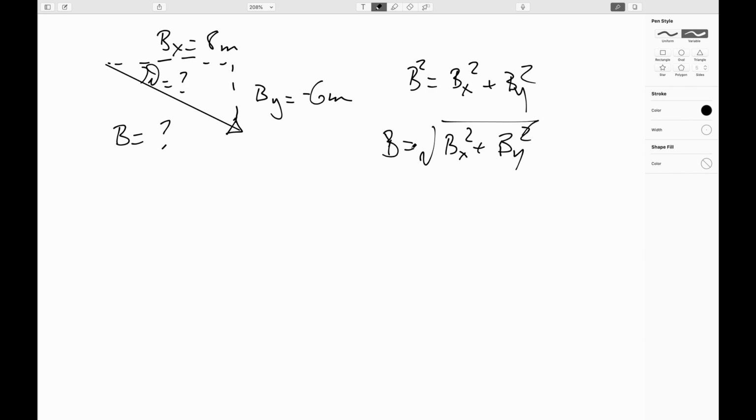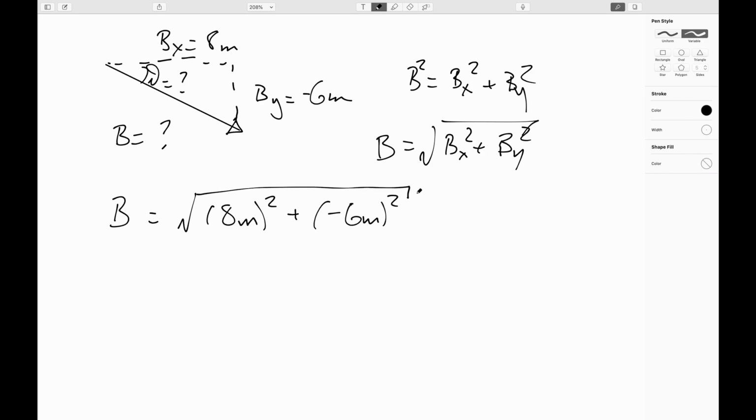And people are getting really fancy. What they say sometimes is that they're adding bx and by in quadrature, but I'll try to avoid being fancy like that. So b will be the square root of 8 meters squared plus -6 meters squared. Notice when I square it, the minus sign goes away, so we never had to stress about that. And sure enough, that works out to be 10 meters.